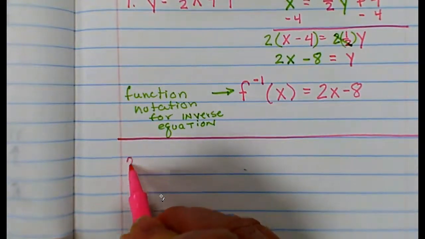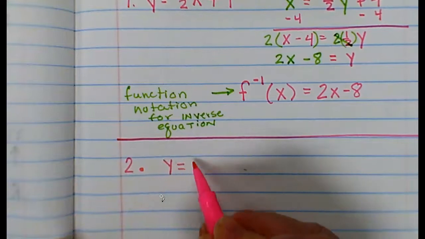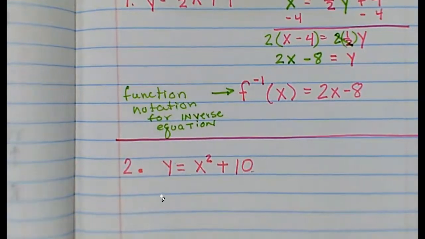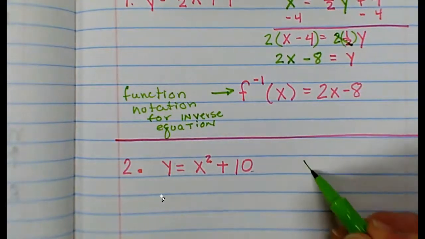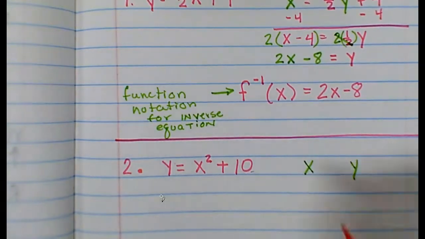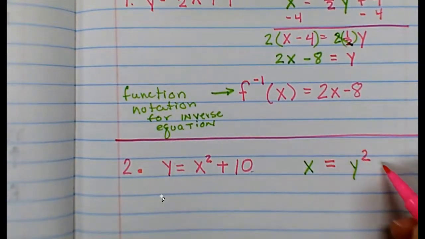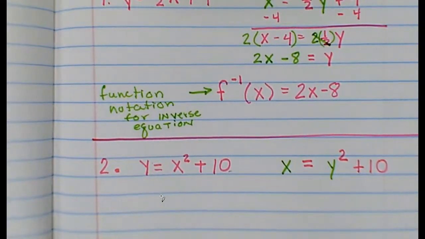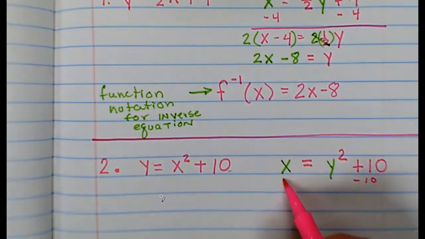So let's get a little bit more difficult equation. This is not a linear equation. What kind of equation is this? It is a quadratic because x is squared. So we're going to switch the x and the y, and now the y is going to be squared. Switch the x and the y and solve for the y. To solve for the y, we need to cancel out the -10 over here.